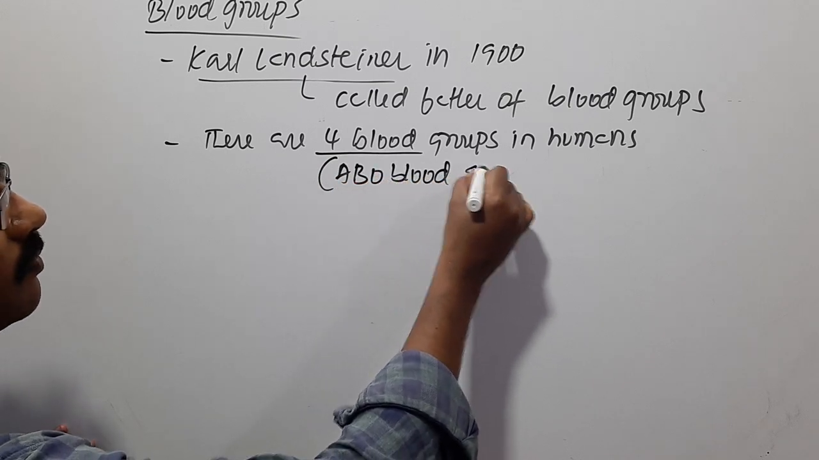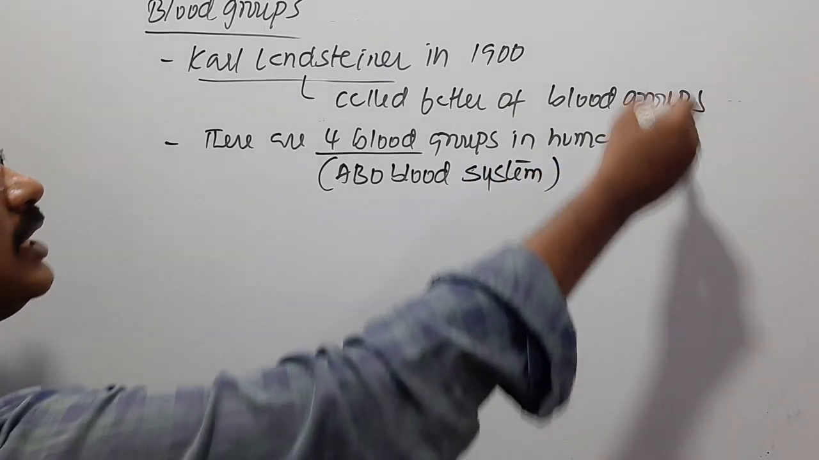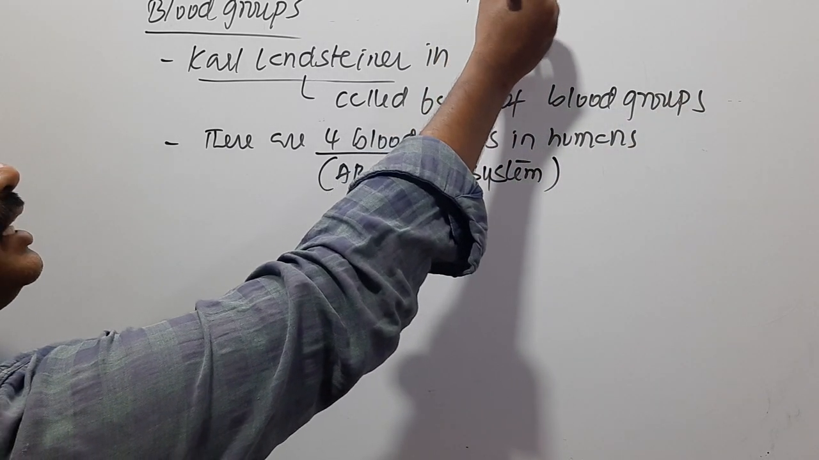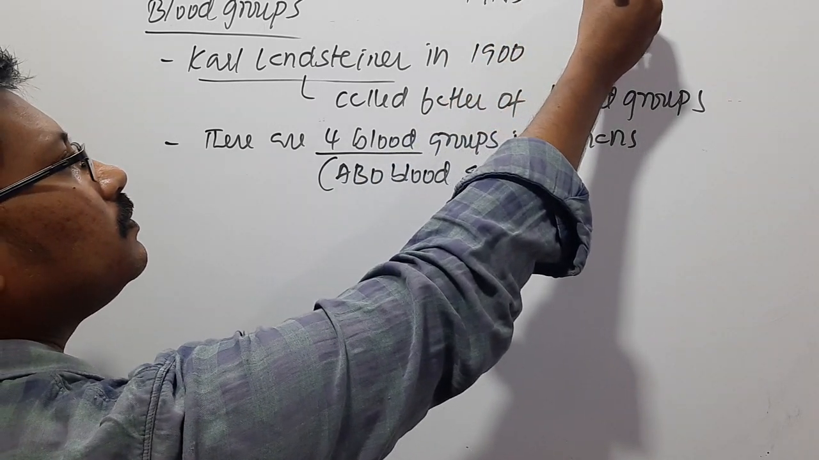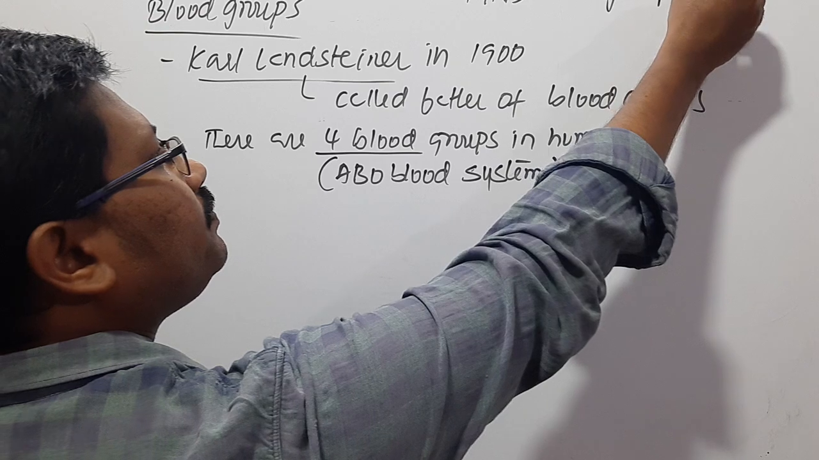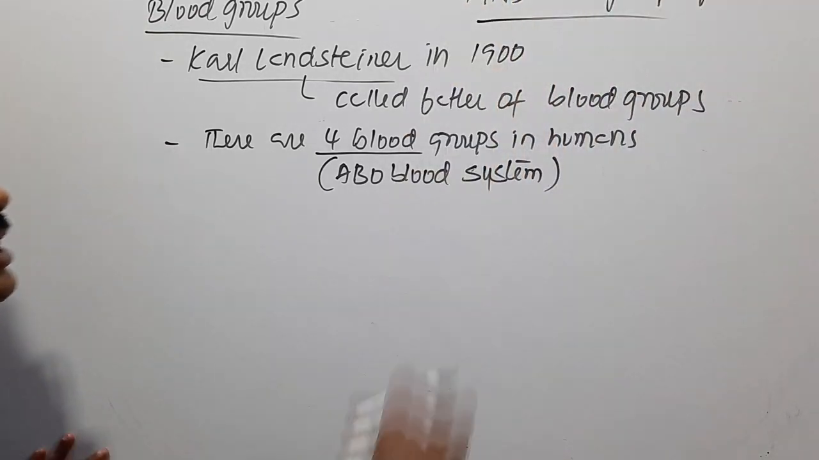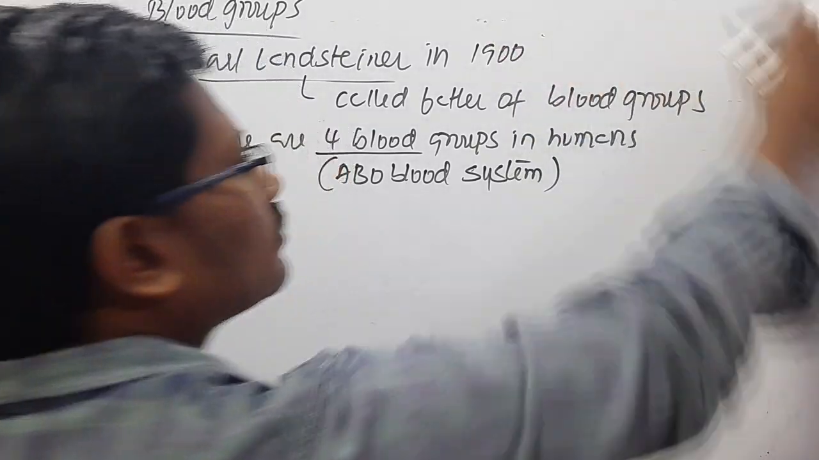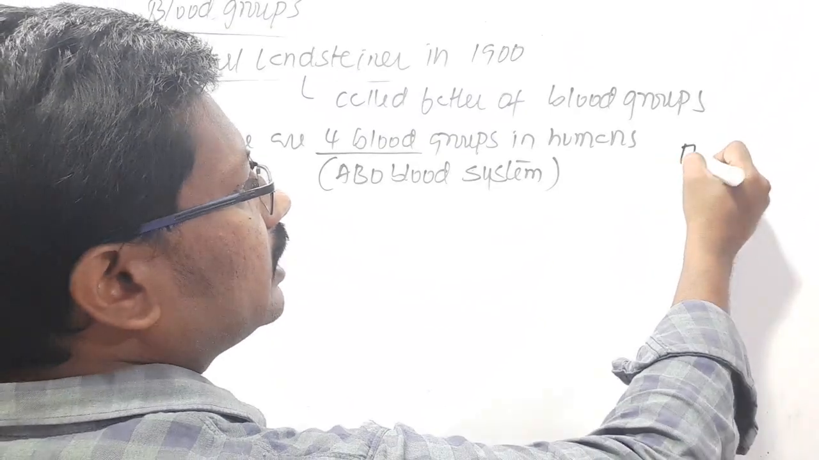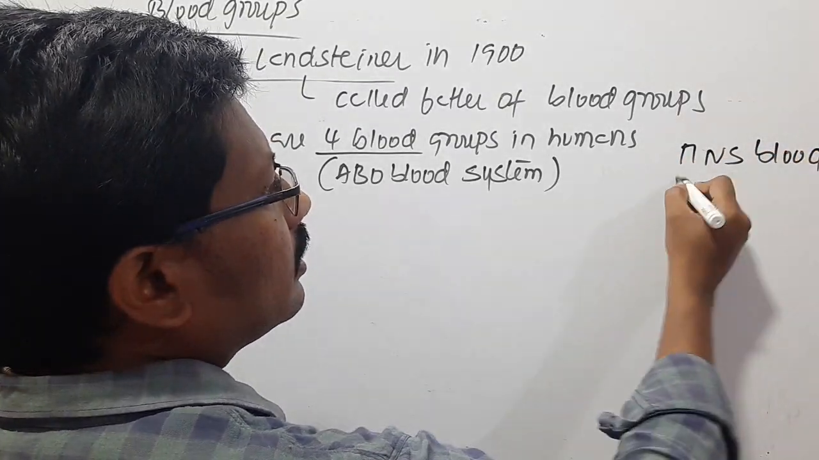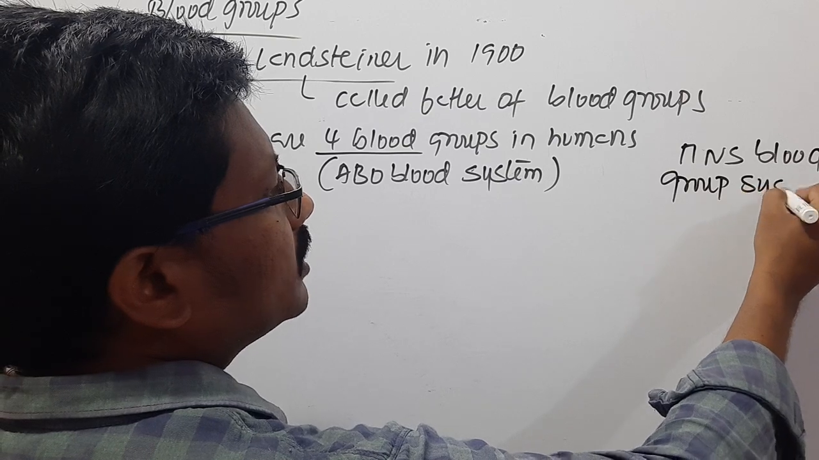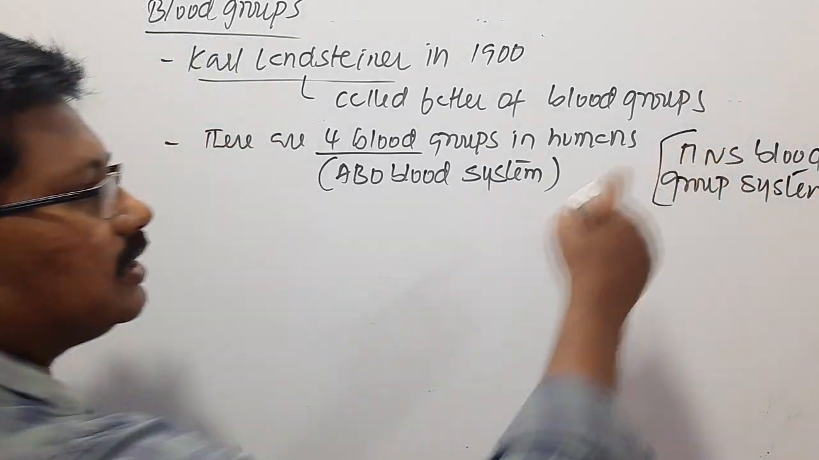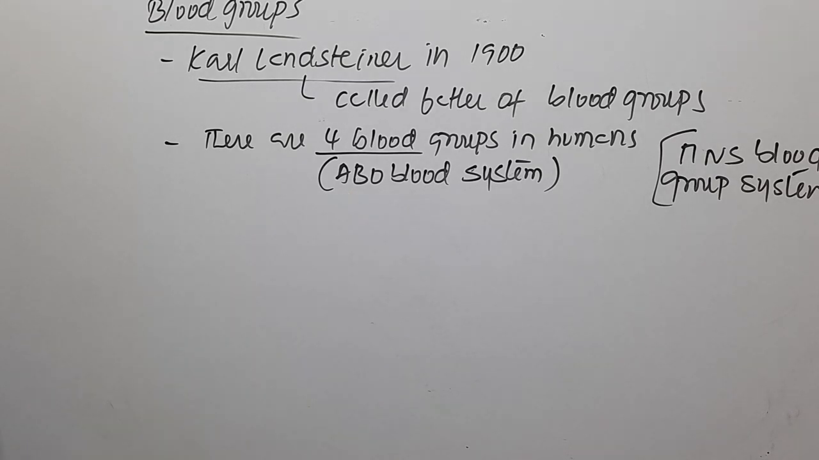So especially this ABO blood group system. Another one we have is the MNS blood group system. I'm not discussing that MNS. This I'll not discuss; especially we'll go with this ABO blood group system here.